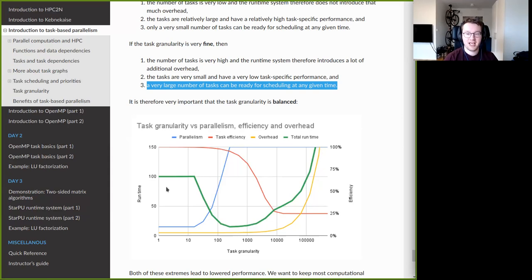When we add all this together and look at the overall runtime for the algorithm, at the beginning nothing really happens, because the tasks are reasonably big but there are so few of them that all the CPU cores are idle. But once the level of parallelism starts picking up, we start seeing improvements in the performance.